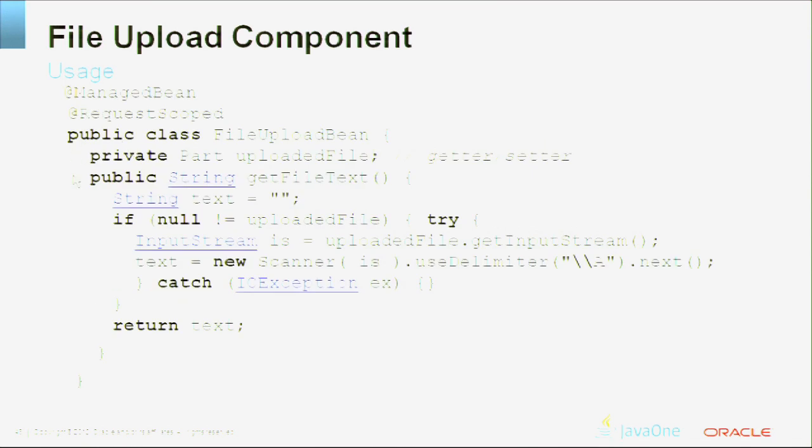So we have a managed bean that gets the part. Of course, it has a getter and a setter. And the way you work with a part is you can take this upload file, which is of type Part, and ask it for its input stream, and then my simple example just will scan for some text.